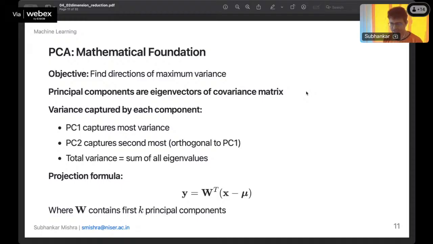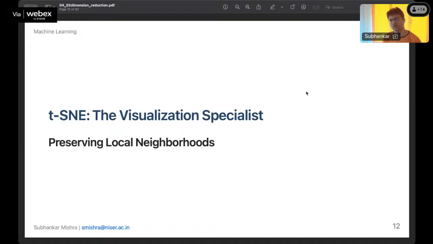Again, I think most of you have done PCA, but we basically find the directions of maximum variance. Principal components are basically eigenvectors of the covariance matrix. PC1 captures the most variance, PC2 the second most. Total variance is the sum of all the eigenvalues. And we have the projection formula for the first k principal components.